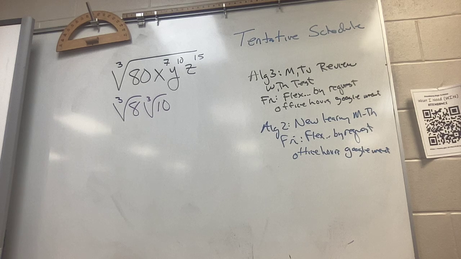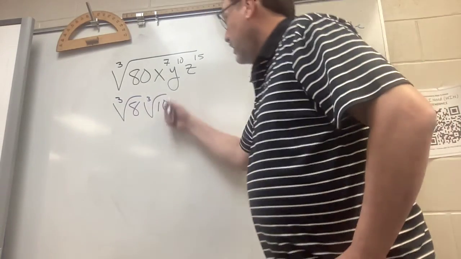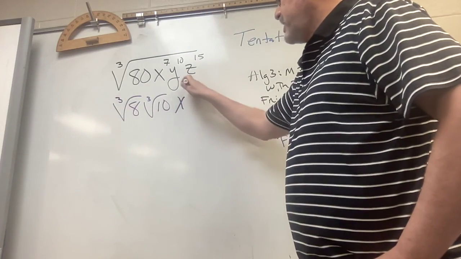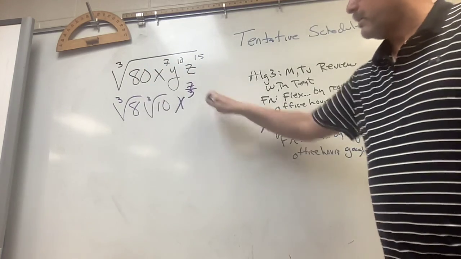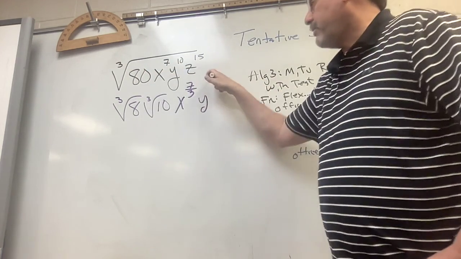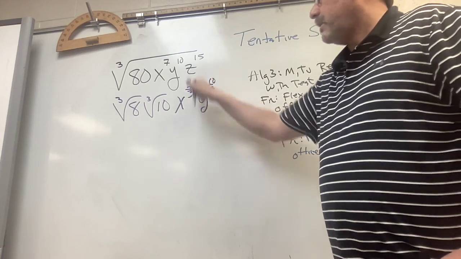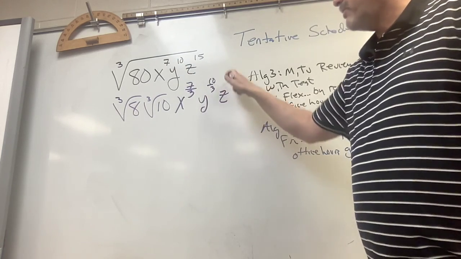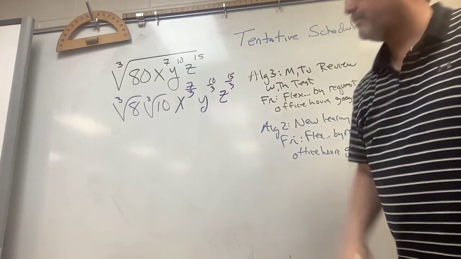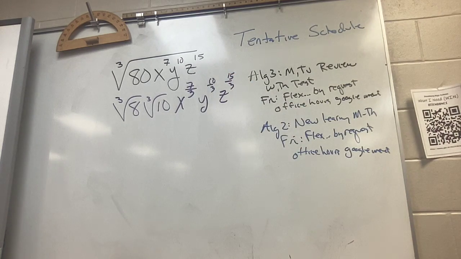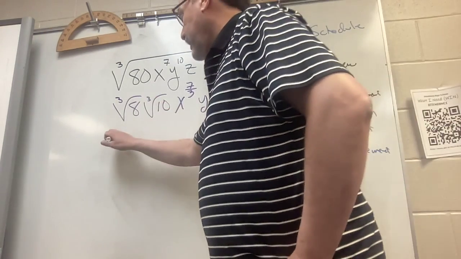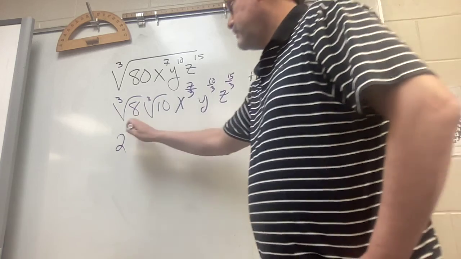All right, cool. Now I suggest going to the fraction method and make it x to the 7 over 3. Make it y to the 10 over 3. And make it z to the 15 over 3. All right, well, things are going to get done at a different time. 8 gets done.